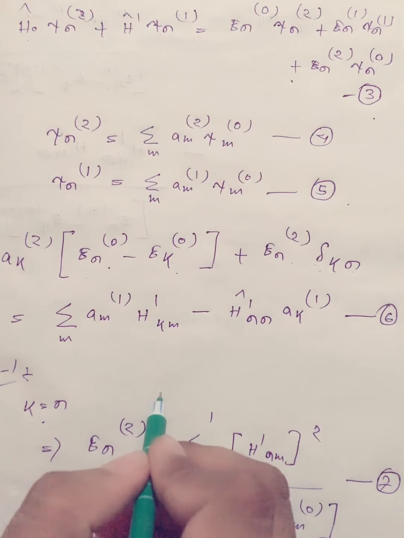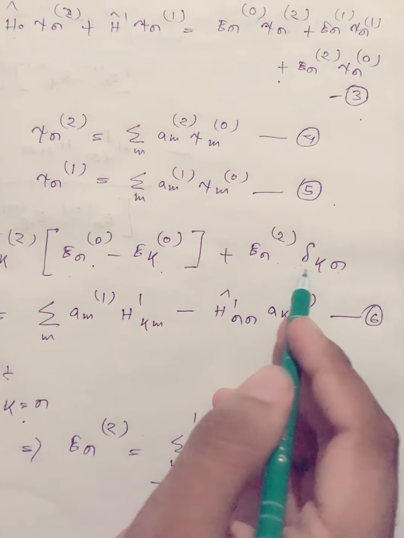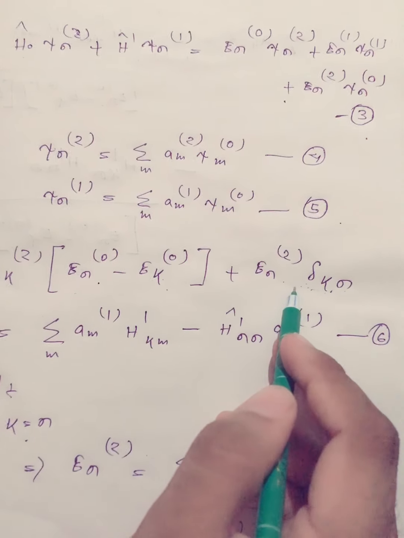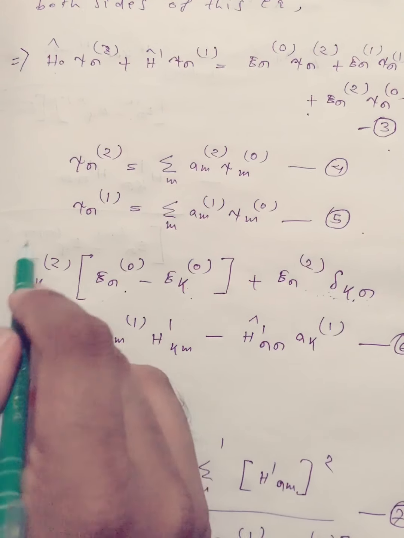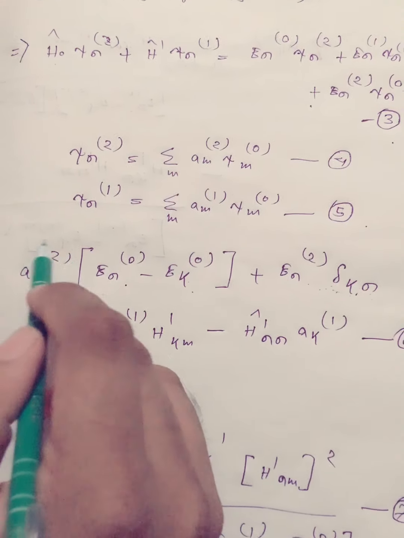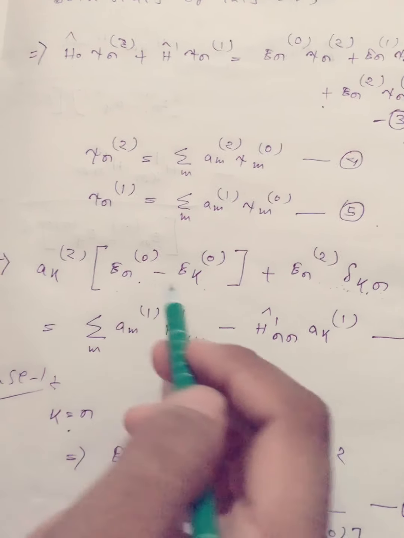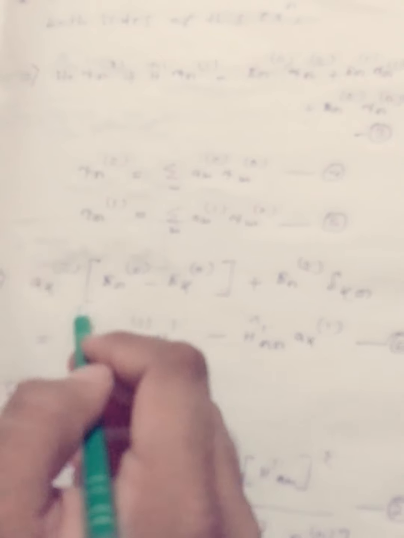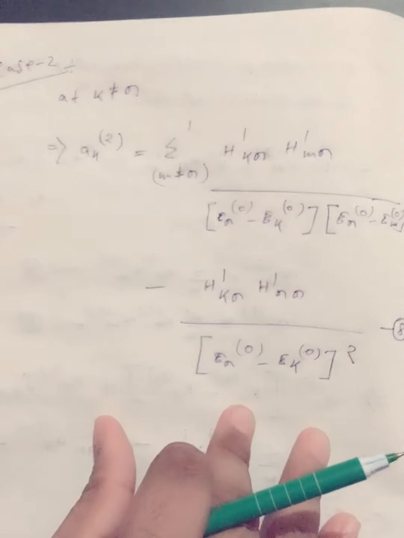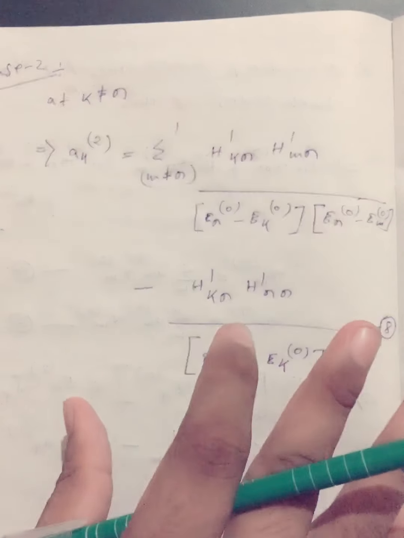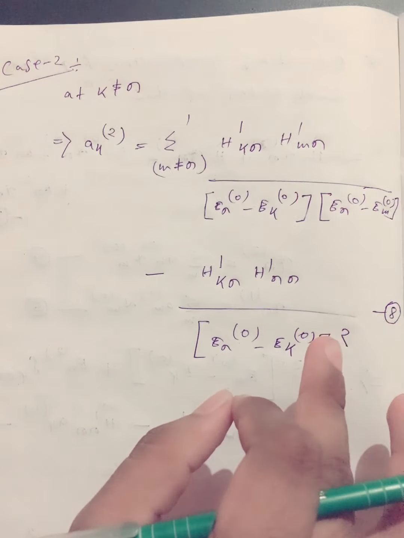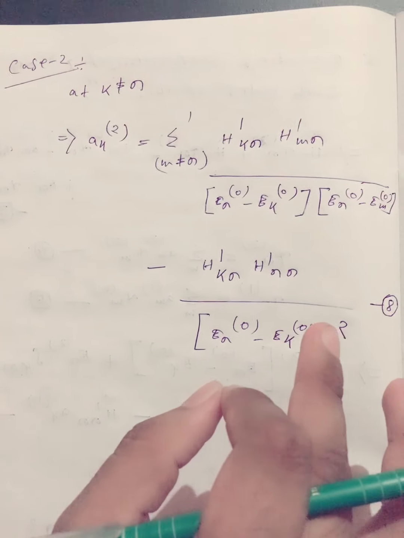At k not equal to n, delta kn will be 0, and here we can get the value of ak 2. So in case 2, we get the value of ak 2. This is all about the second order correction to energy eigenvalue and eigenstate.